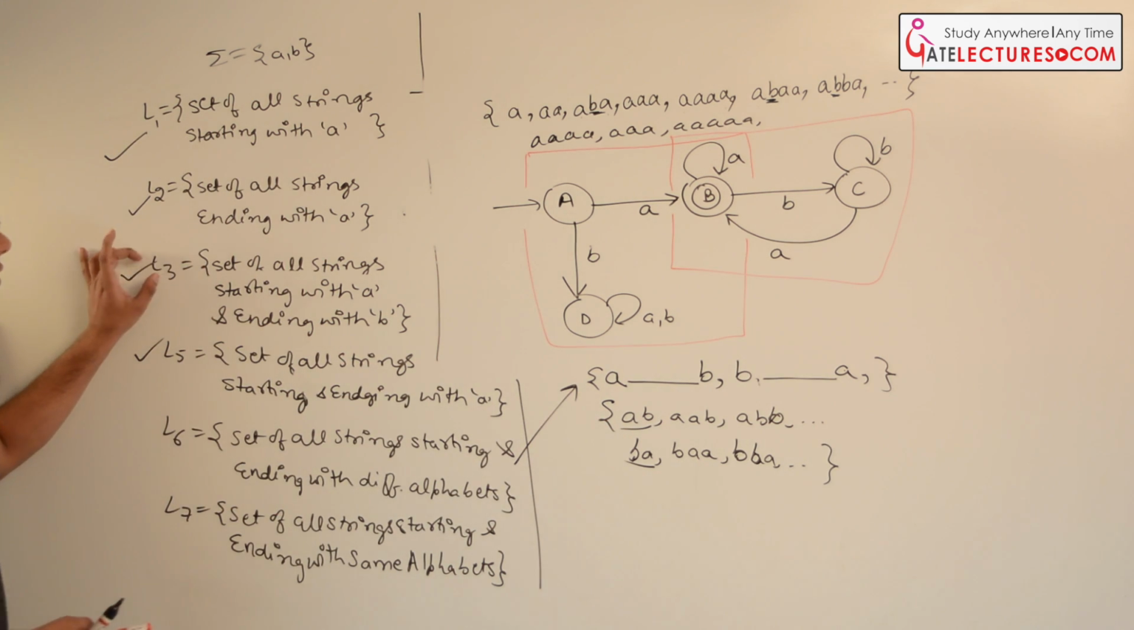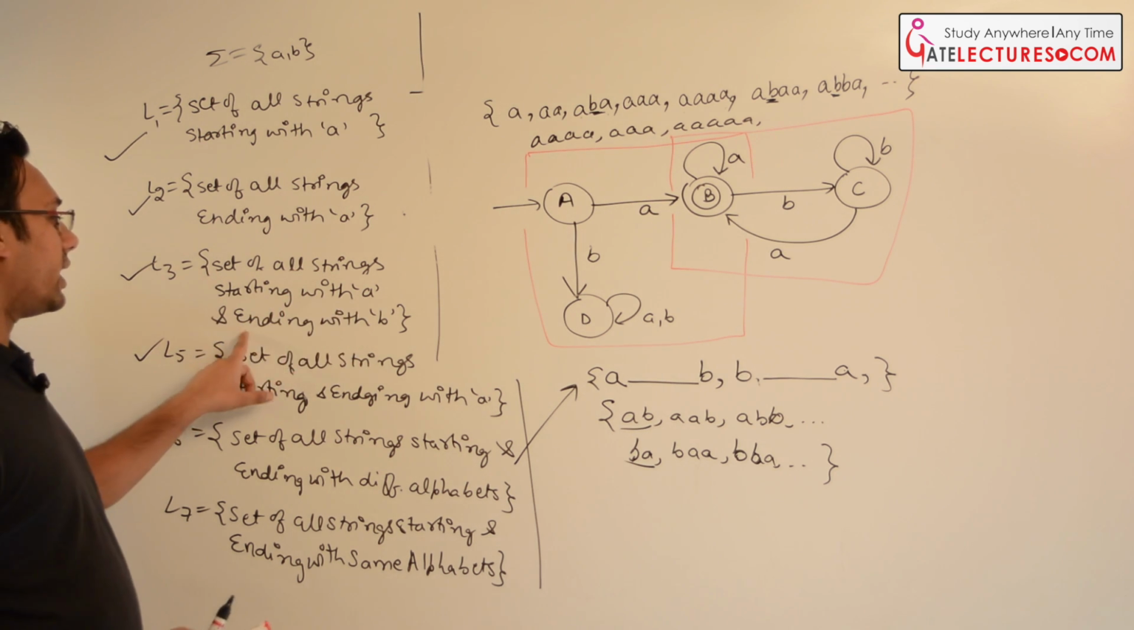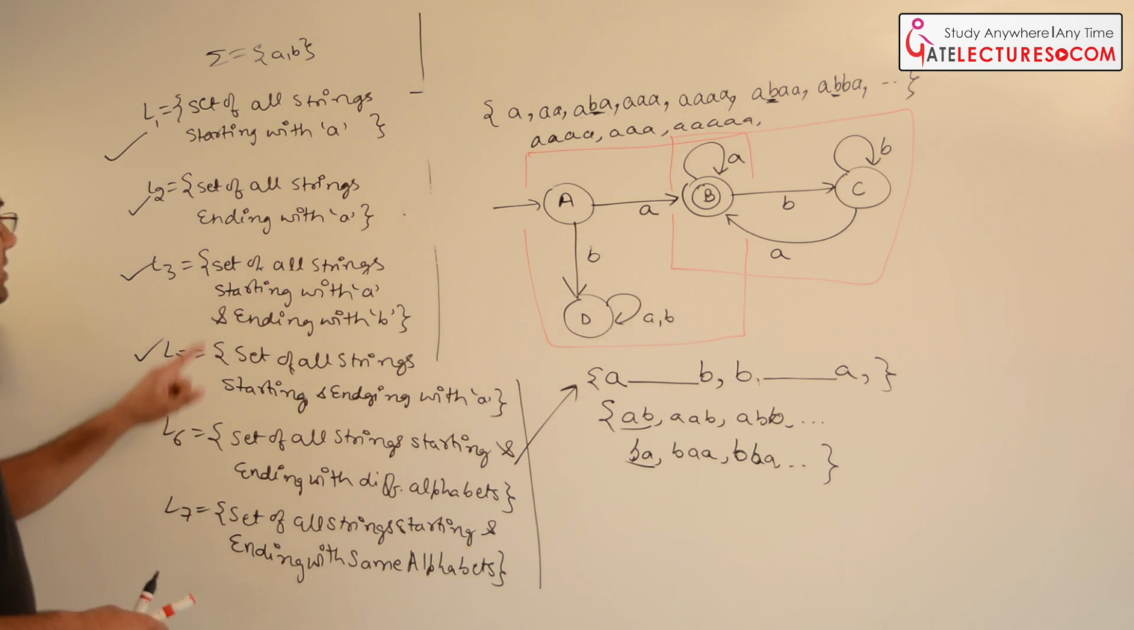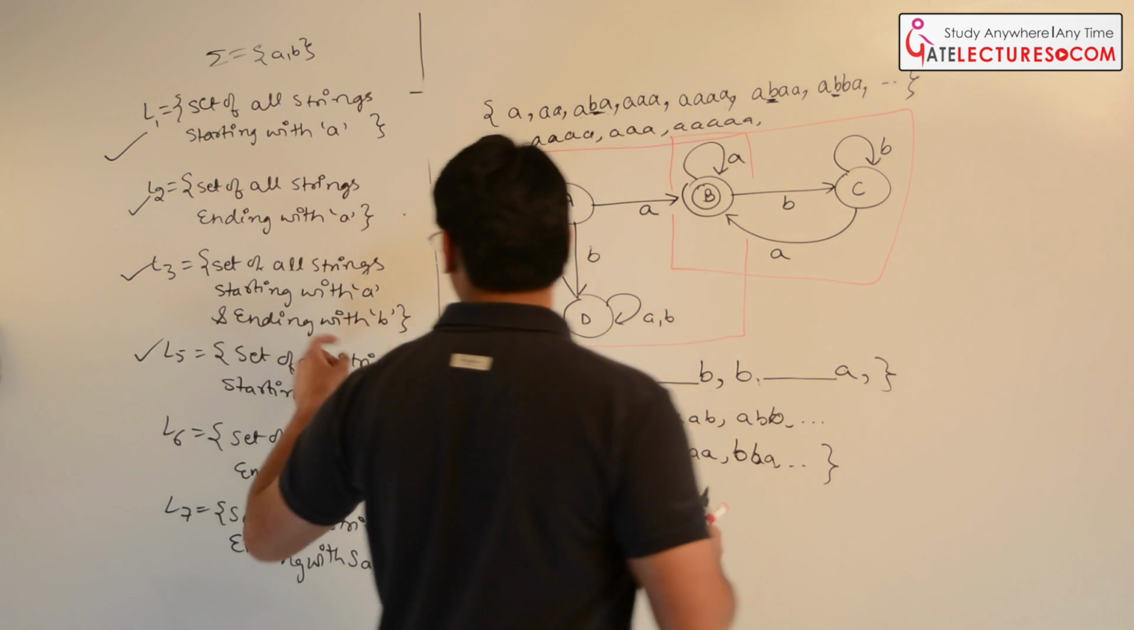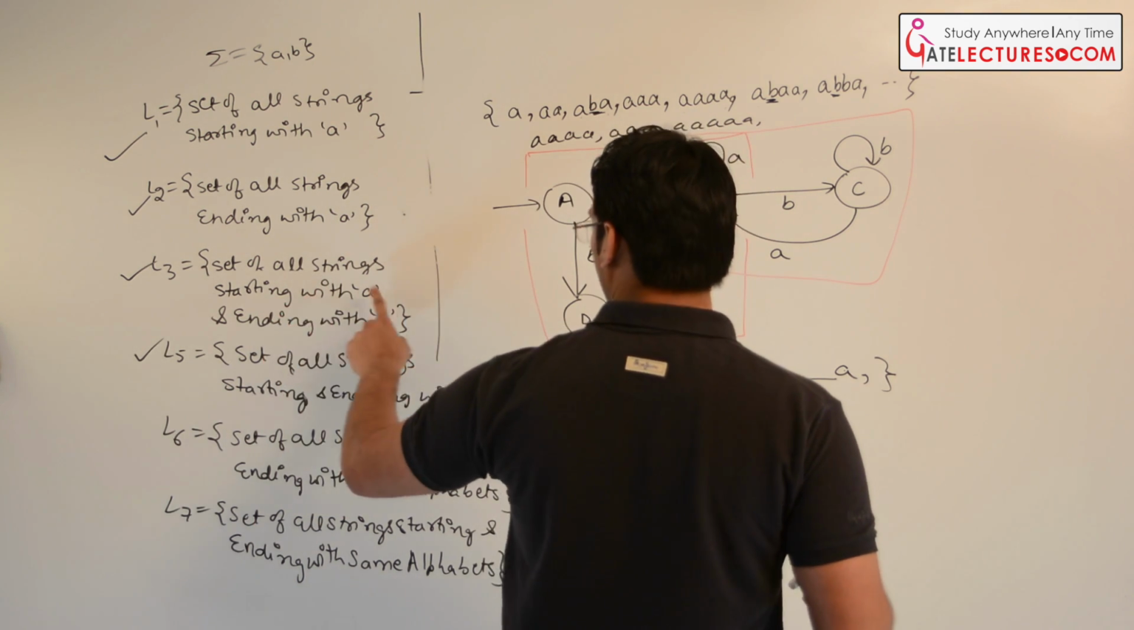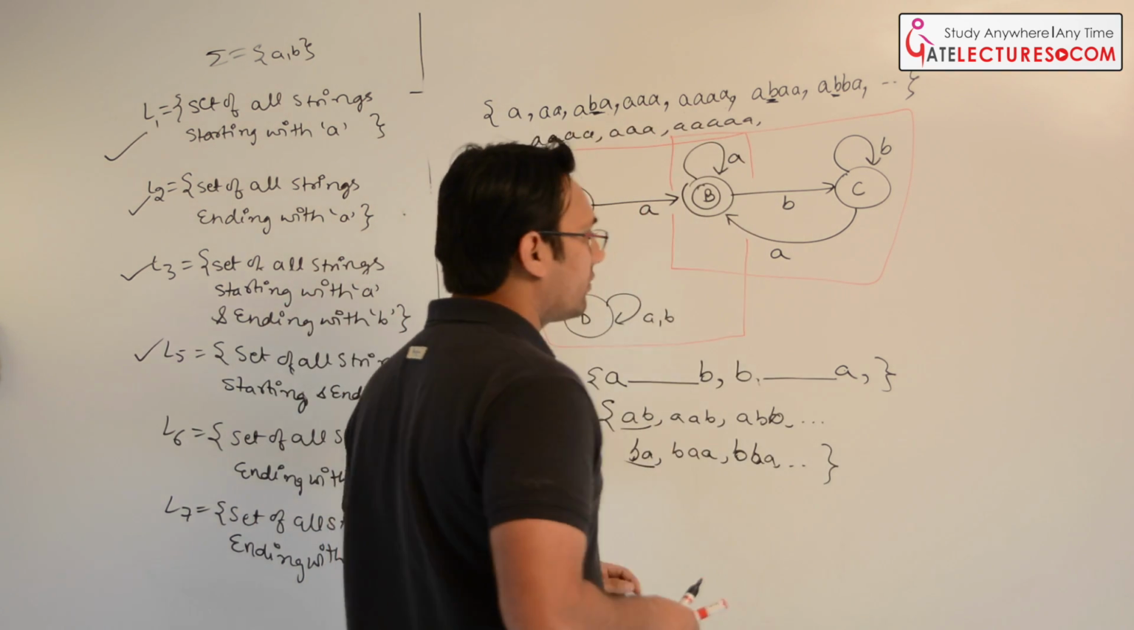to this, but we are going to combine two things here. The first thing will be set of all strings starting with A and ending with B, and second thing will be set of all strings starting with B and ending with A. We are going to combine these two things. How we are going to combine? So let us say the first is set of all strings starting with A and ending with B.